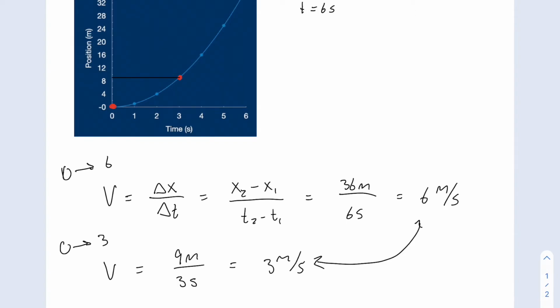You don't have to go from 0 to some other time. Let's say we wanted to know the average velocity between 2 and 4 seconds. You could use that time interval. So it doesn't really matter there.